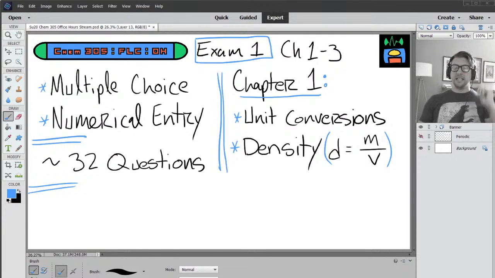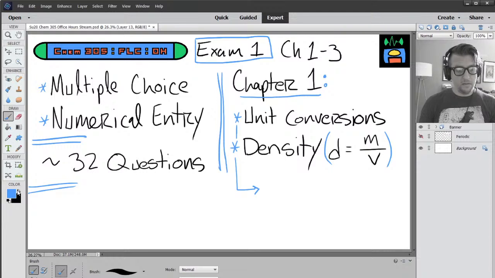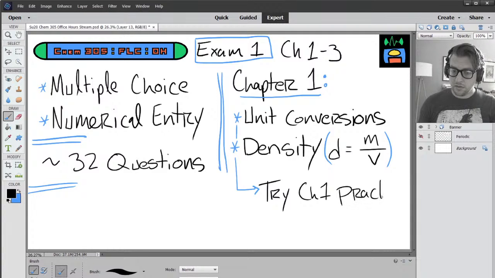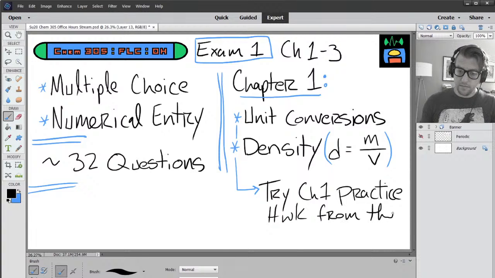And if you want more practice in these, something that you should know is, if you're looking for additional practice heading into the exam, try the chapter 1 practice homework from the text.